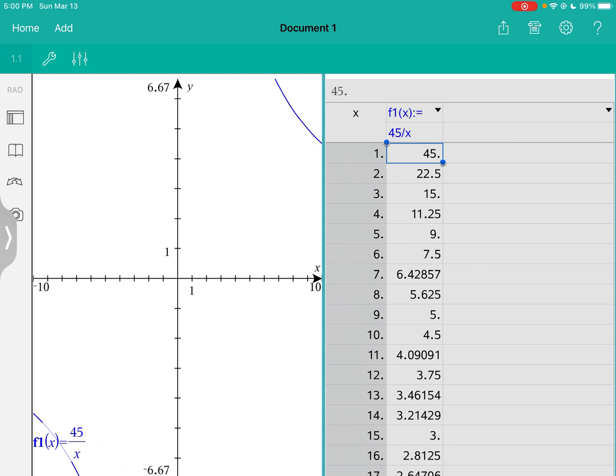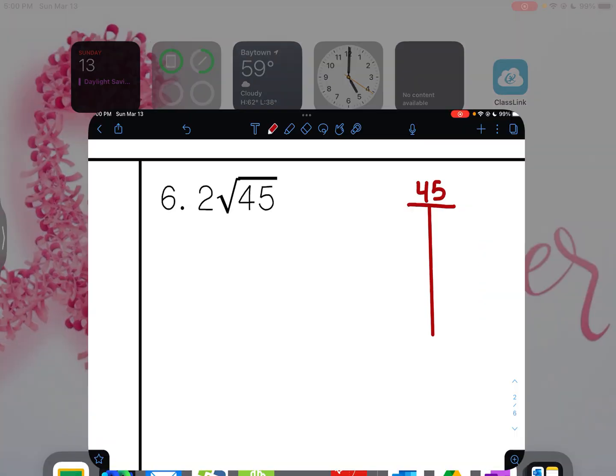So we have 1 and 45. Neither one of those is a perfect square. We have 3 and 15. Neither one of those is a perfect square. We have 5 and 9. 9 is a perfect square, and that is the largest number that goes into both of them. So that is our combo, 5 and 9.